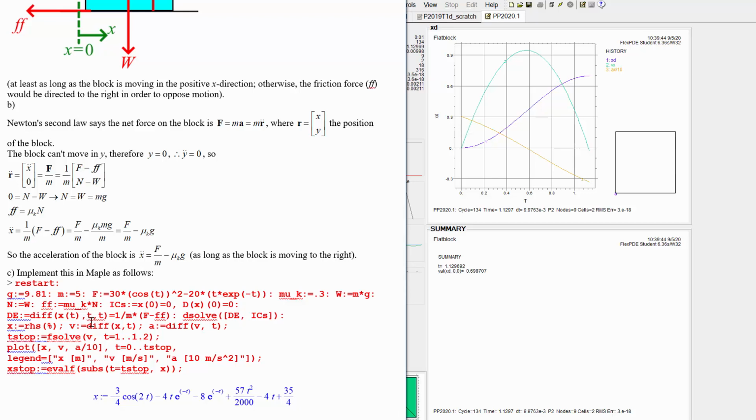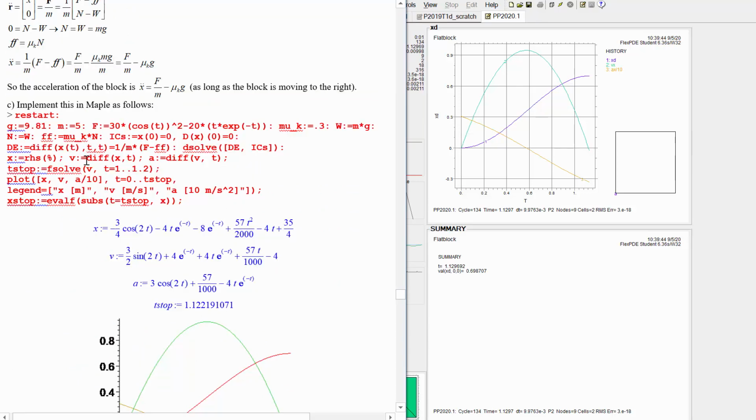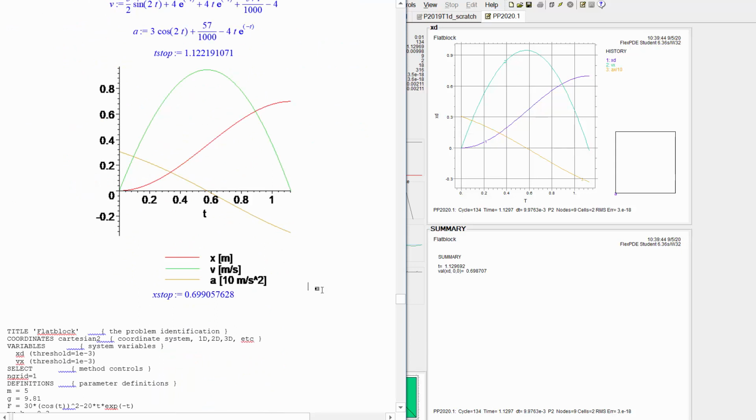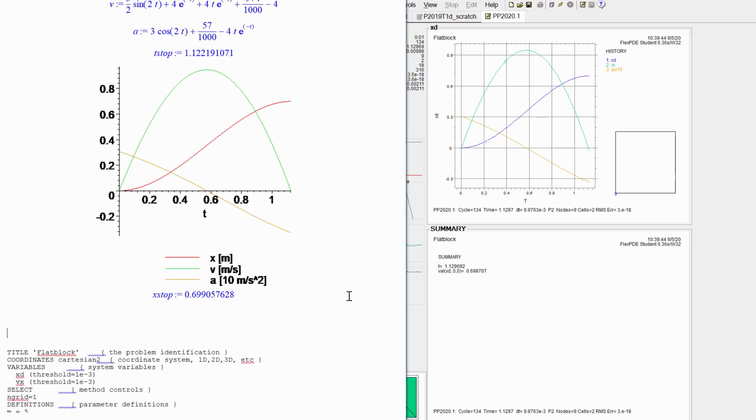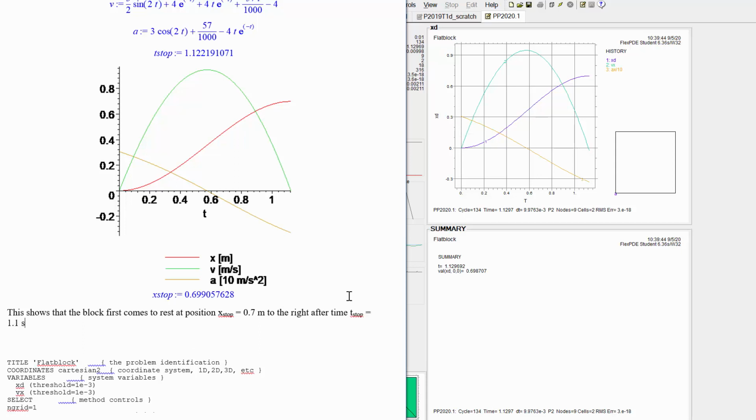Implement this in Maple as follows, and we can plot the solution here. Okay, so this shows that the block first comes to rest at position x stop equals 0.7 meters to the right, after time t stop equals 1.1 seconds.